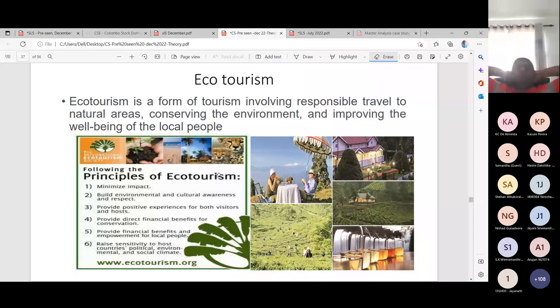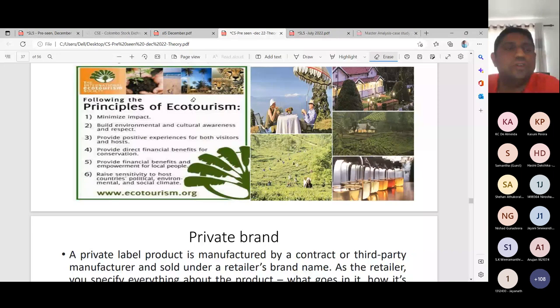So it's a form of tourism involving responsible travel to natural areas, conserving the environment and improving the well-being of the local people. So the key point is you are trying to conserve the environment. You try to protect the environment, and at the same time, local people will also benefit. These foreigners will buy some of the products sold by them, so that will be helpful for them. Right. So study on that, about ecotourism.